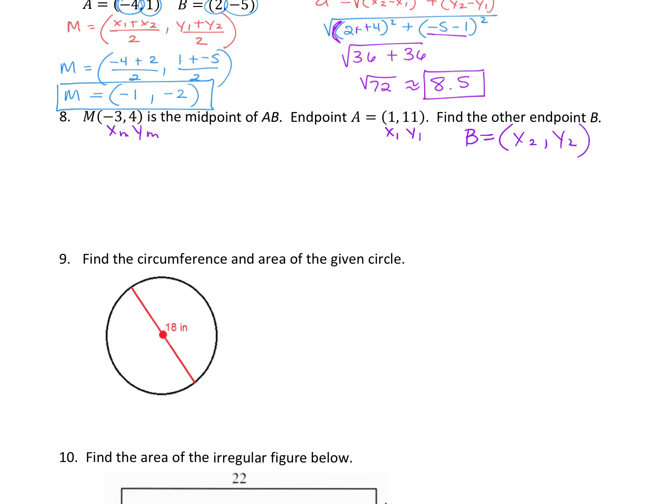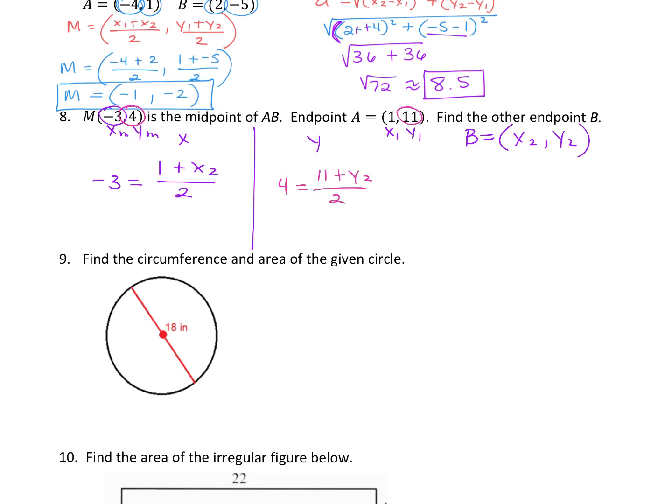Okay, so we're going to plug it in separately. We're going to plug in the x's, and we're going to plug in the y's. So for x, we're going to take our midpoint equals our x sub 1, which is 1, plus our x2, divided by 2. So that'll be your setup, and we'll solve that in a minute. Your y setup, you're going to take the 4, the midpoint, equals 11 plus y2, divided by 2.